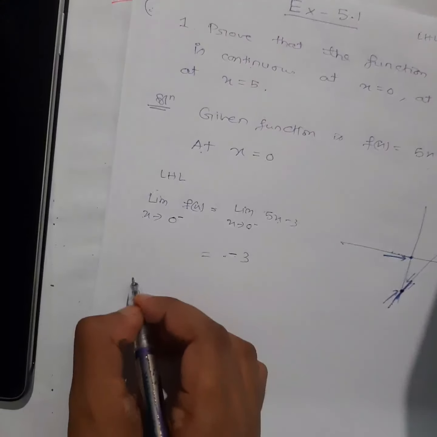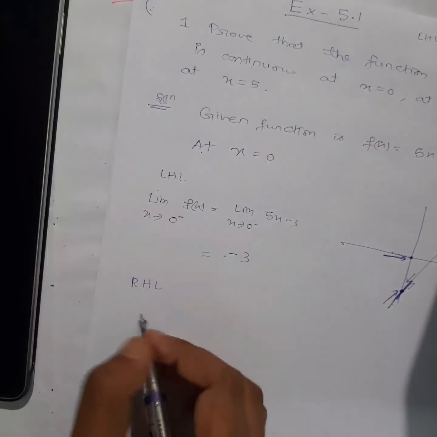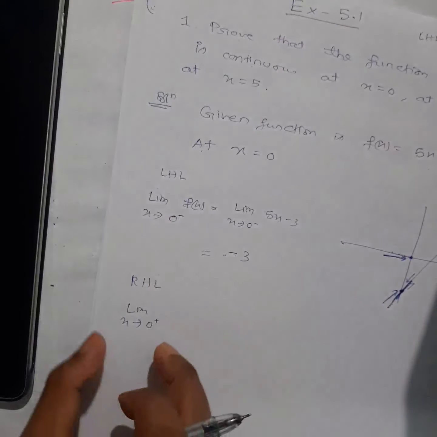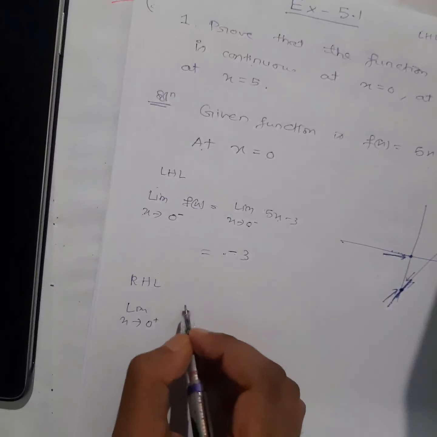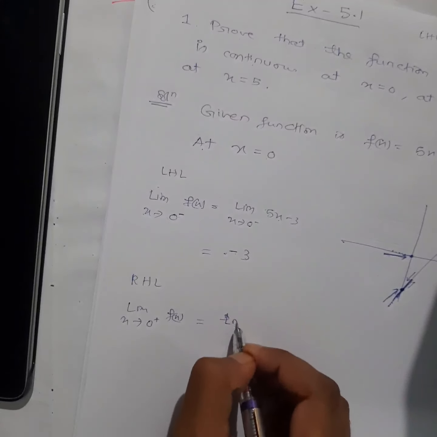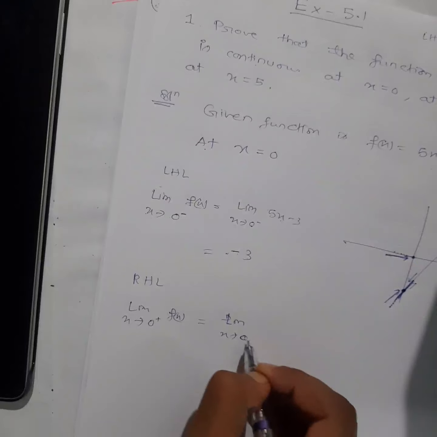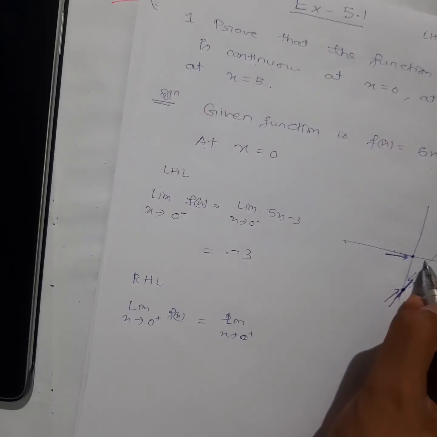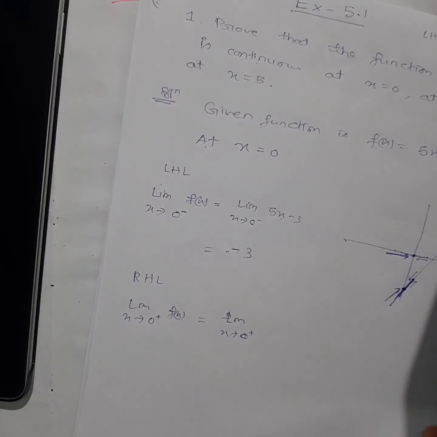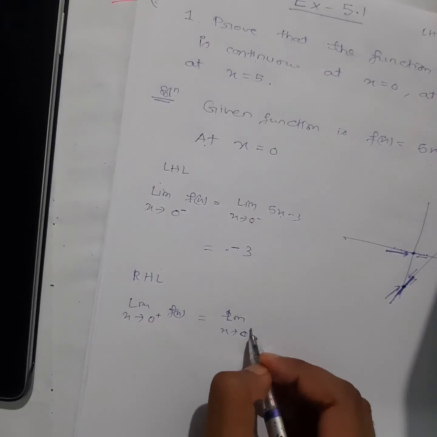Now I will find out the right hand limit also. Right hand limit: limit x tends to 0 plus. I am writing this one in detail here. In the next question I will directly do it fast. Limit x tends to 0 plus of f(x) means I am approaching now from the right. Approaching from the right means I am taking these values of x. Then what y value will you get? You will see, you will get this one. You can check that with the tabular form also.